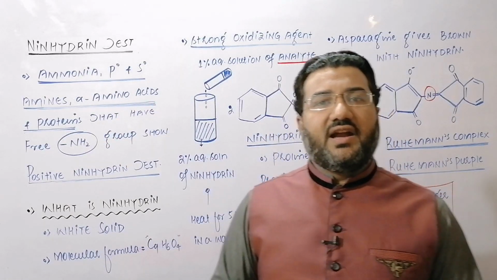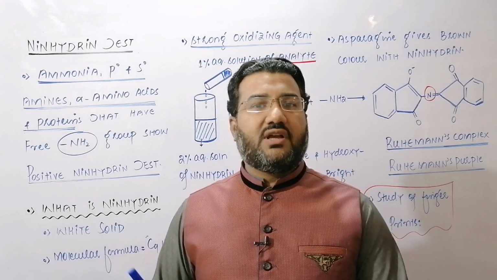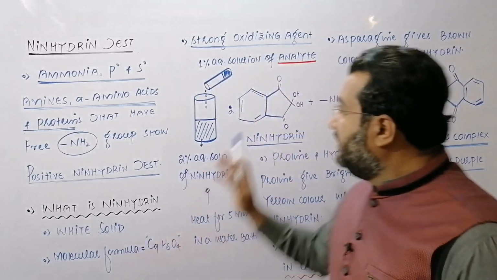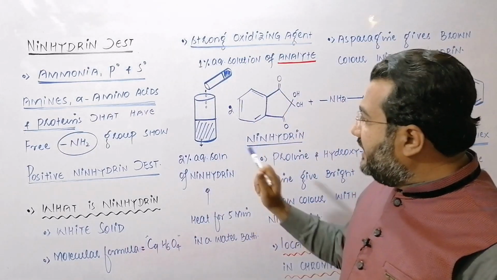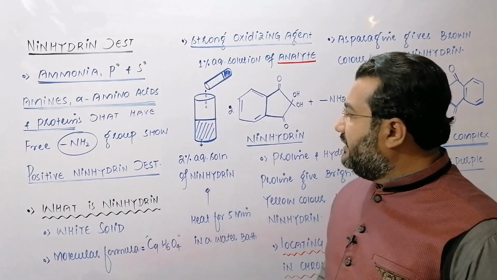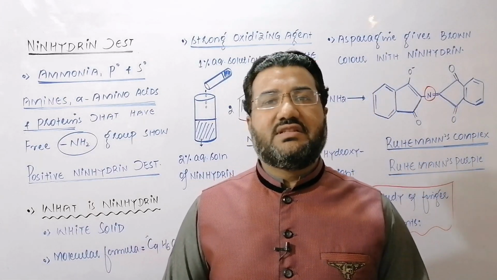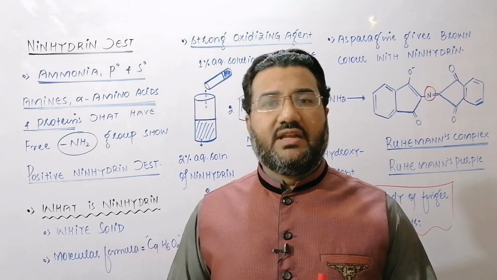We are studying ninhydrin test with special reference to the amino acids. That's why I have mentioned that the analyte is the amino acid basically. So in the case of the amino acid, the blue color will appear in this test tube. And all alpha amino acids show the positive ninhydrin test.